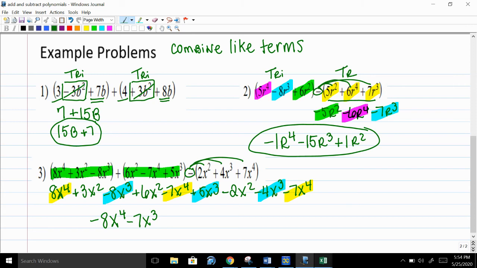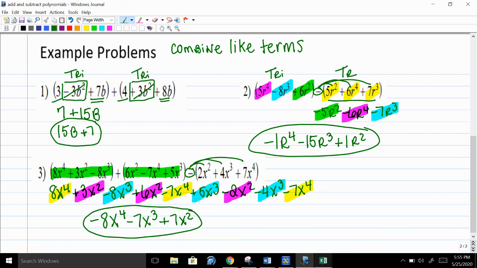And then it looks like the only thing that I have left are my x squareds. 3x squared plus 6x squared minus 2x squared. 3 plus 6 would be 9. 9 minus 2 would be 7. Positive 7x squared. Your answer is already arranged into descending order because we started with the biggest exponent and worked our way down. So we don't have to worry about rearranging. So hopefully these strategies that I just gave you help you when you get to the problems that are assigned.